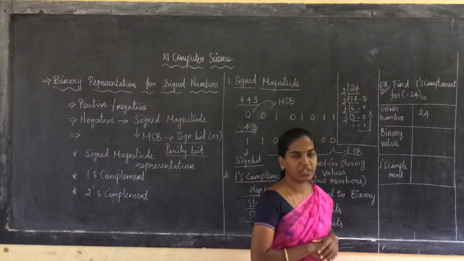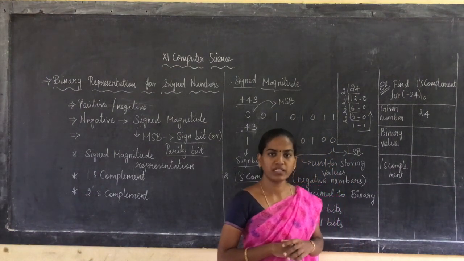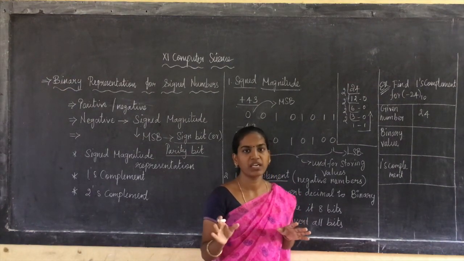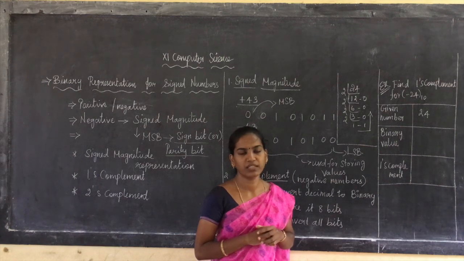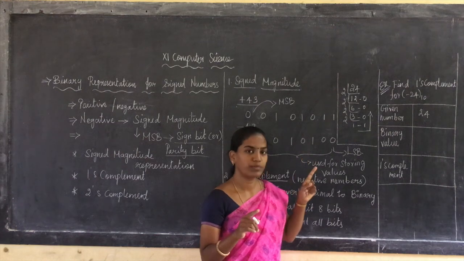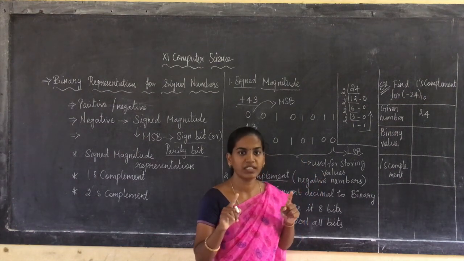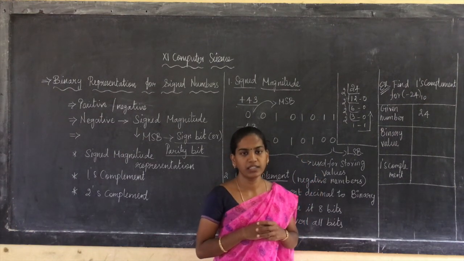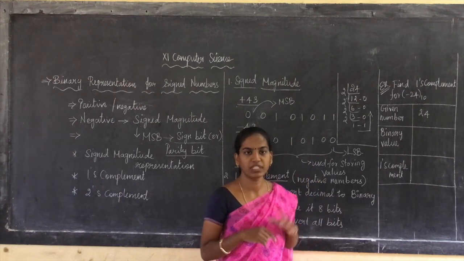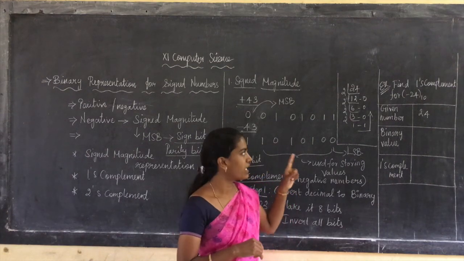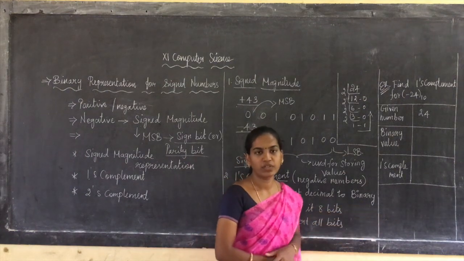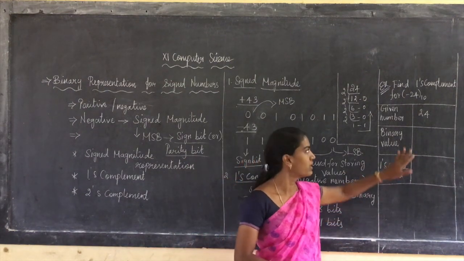Find ones complement for minus 24. So minus 24 is a negative value, so it is applicable to find the ones complement. Okay, the ones complement can be found only for a minus number. In the problem, first you check if it is a minus number or not, that means a negative number or not. So minus 24 base 10 is a negative number. The first step is convert decimal to binary, so you have to find the binary number of 24.